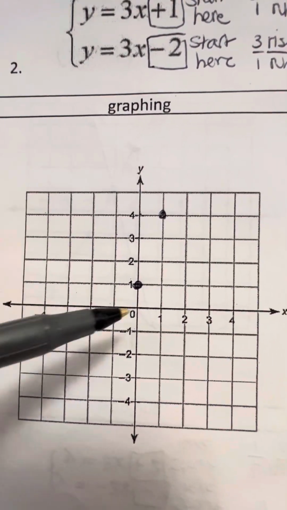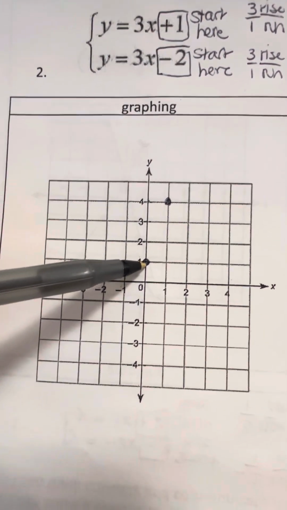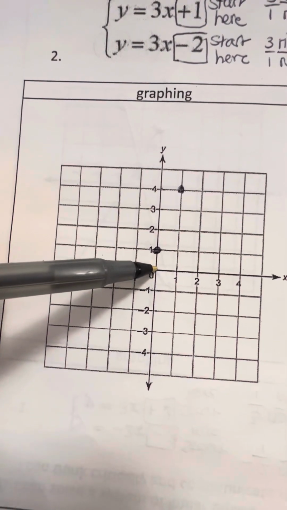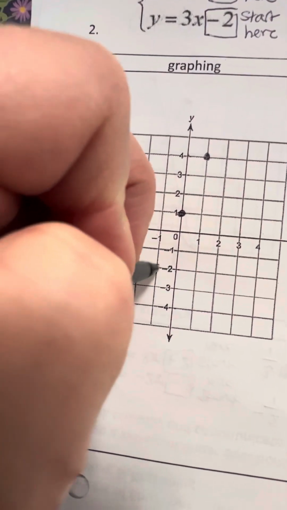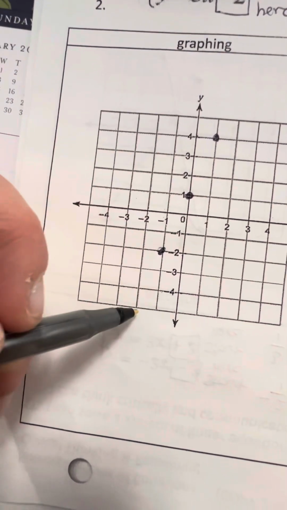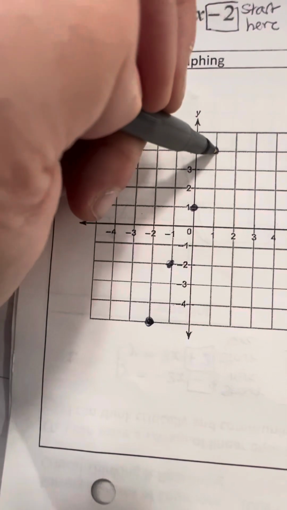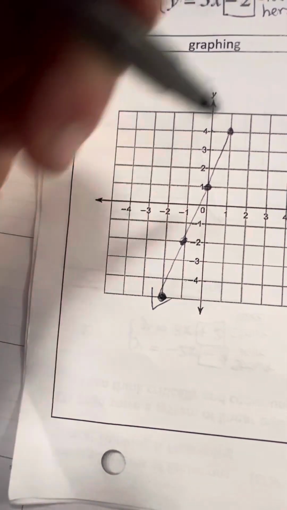Now I can also go back here to the original starting point and just continue in the opposite direction. So instead of going up 3 and right 1, I'm gonna go 1, 2, 3 down and 1 over this way. I do have enough room just to do those ones. So I will then connect these points and put arrows on both sides.